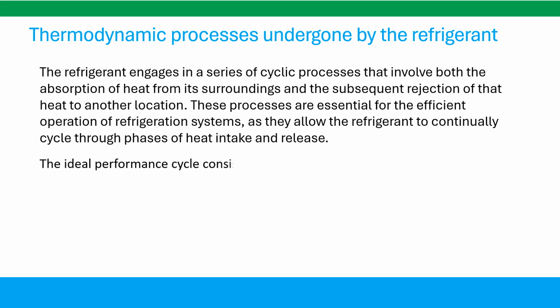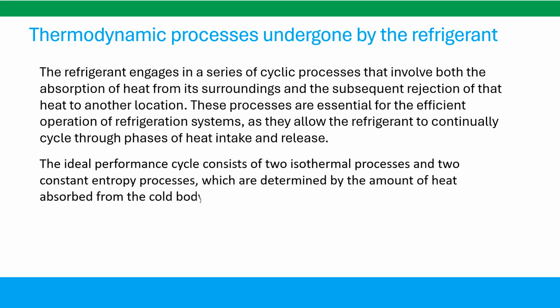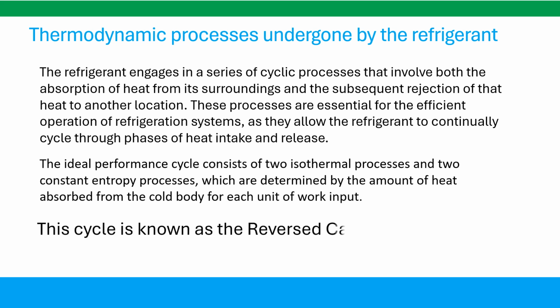The ideal performance cycle consists of two isothermal processes and two constant entropy processes, which are determined by the amount of heat absorbed from the cold body for each unit of work input. This cycle is known as the reversed Carnot cycle. At this point, let us take a closer look at the reversed Carnot cycle, as it is represented on an entropy temperature diagram. We will analyze the various stages of this cycle and their significance in the context of thermodynamics.